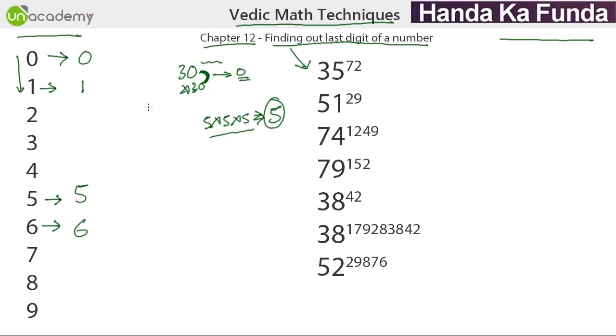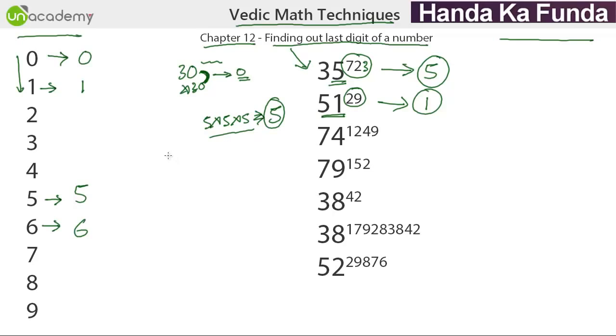So, just by looking at these ideas, we can say 35 to the power 72 will end in 5. No further calculations are required. 5 raised to any power, it does not matter whether it is 72 or 723, whatever the power, it would have ended in 5. Very similarly, for 51, it doesn't matter what is before 1. It doesn't matter what the power is. This will always end in 1. And my answer here would be 1.